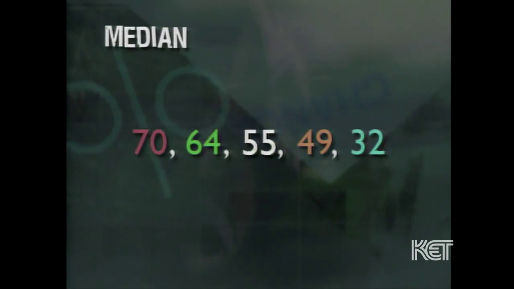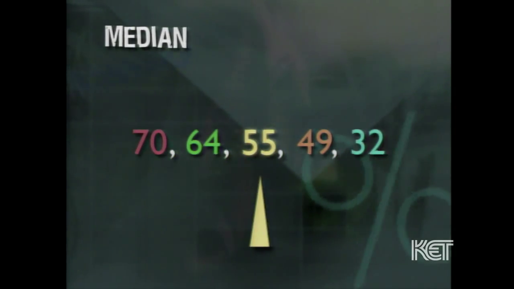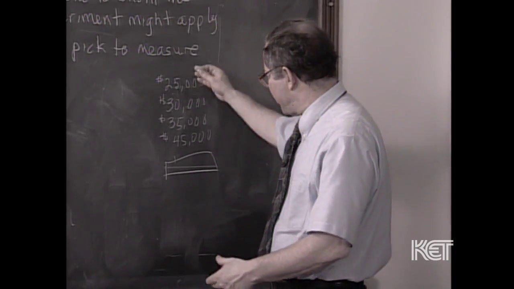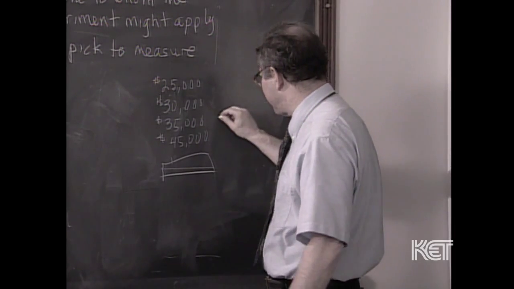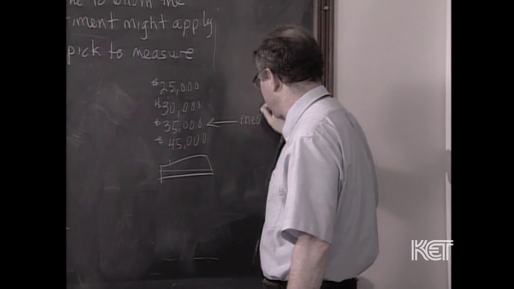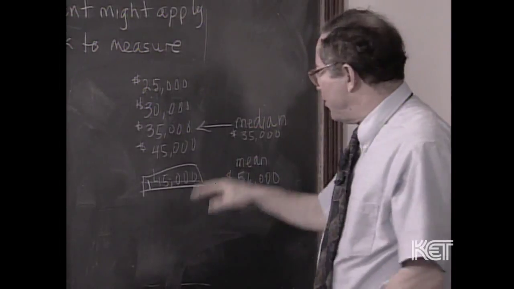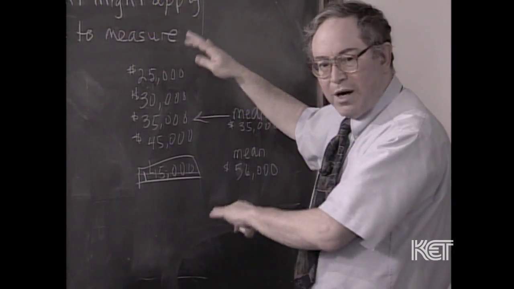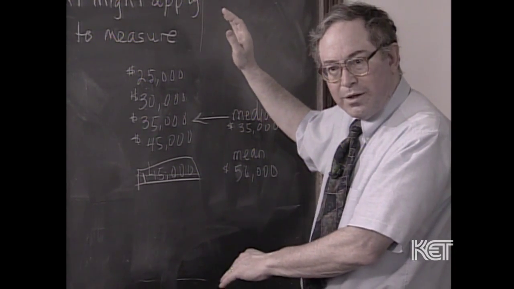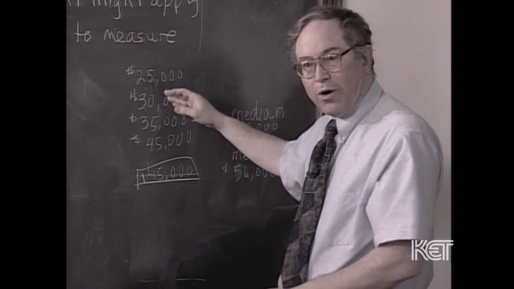You find the median by arranging the items in order from smallest to largest. The middle one is the median. If there's an even number of items, you average the middle 2. Because there are 5 people, the median income is in the middle. It's $35,000. That's the median. The median is not affected by the extreme numbers, the highest and lowest. It's only affected by the order of the numbers.